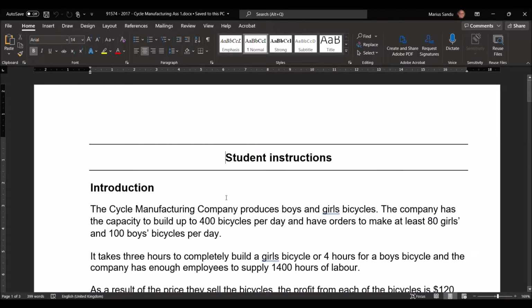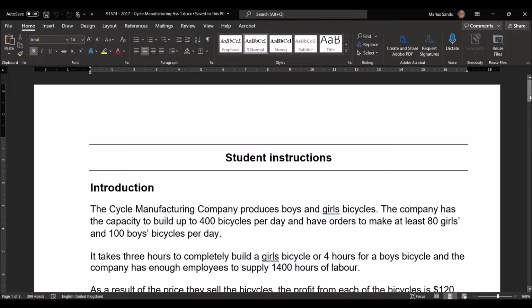I'm taking this example of a cycle manufacturing company which produces boys and girls bicycles. The company has the capacity to build up to 400 bicycles per day and have orders to make at least 80 girls and 100 boys bicycles per day.